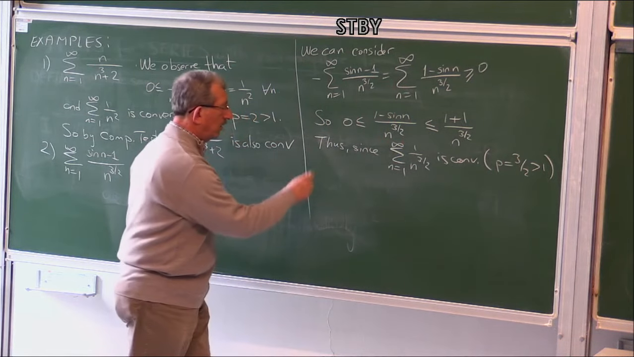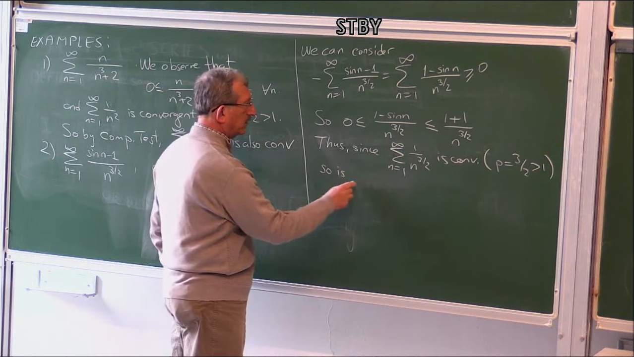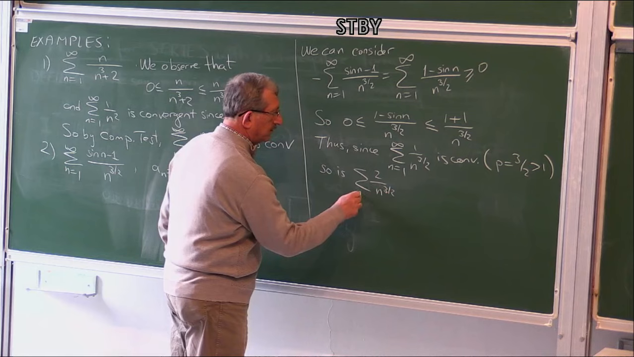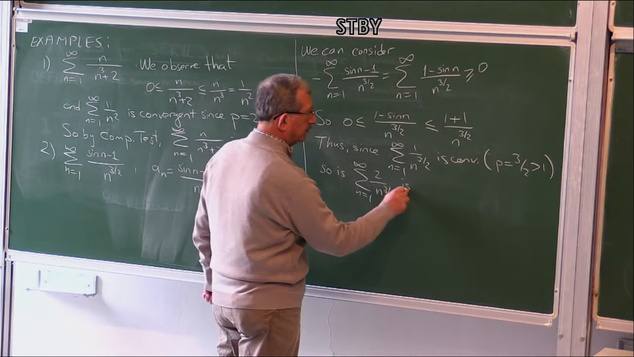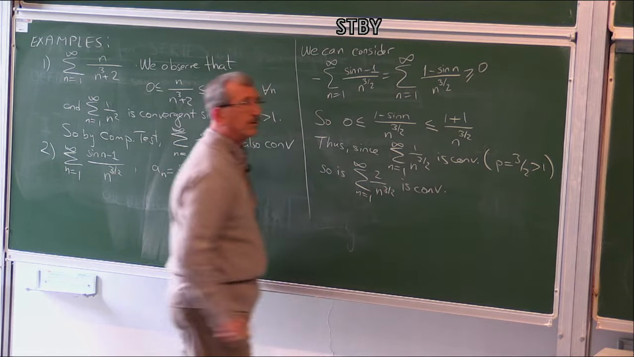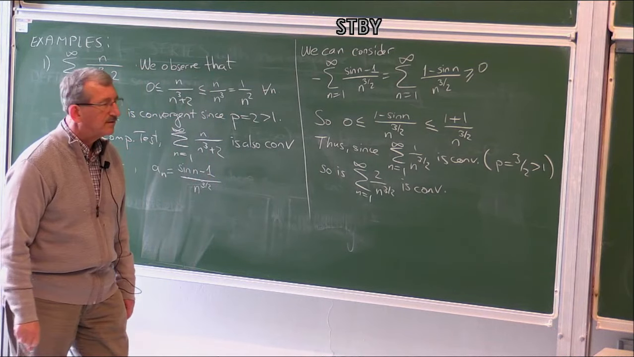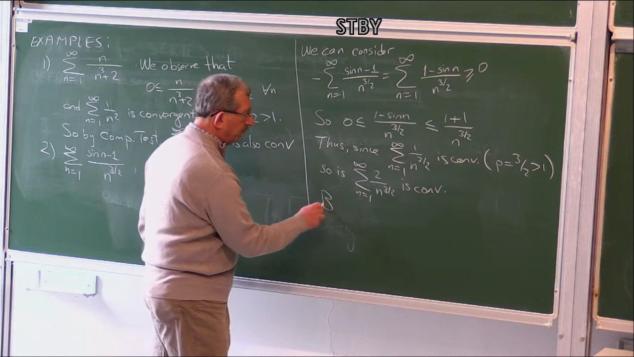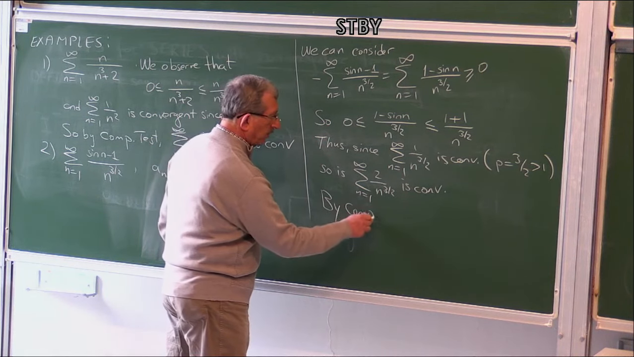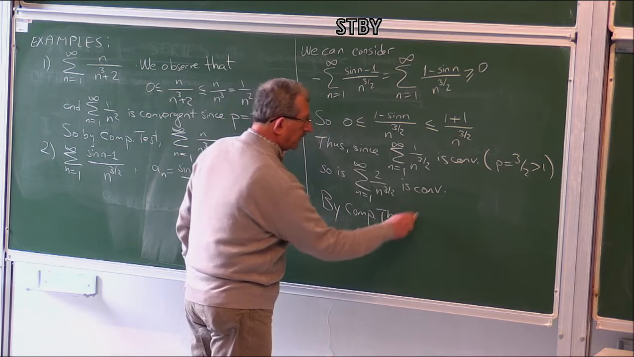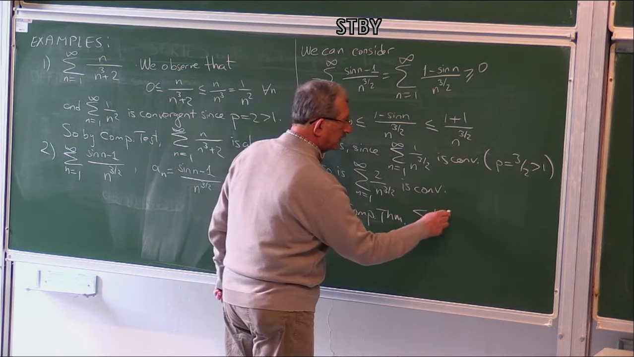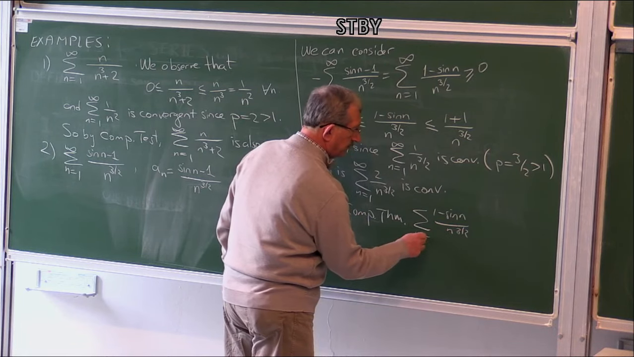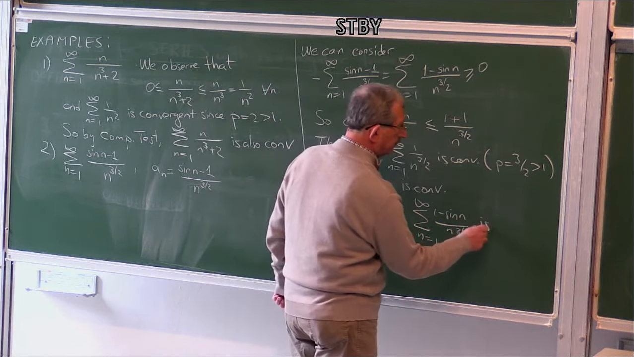so is the series 2 over n to the 3/2. It converges, because the limit will still exist. Well then, by the comparison theorem, the series 1 minus sine n over n to the 3/2 is convergent.